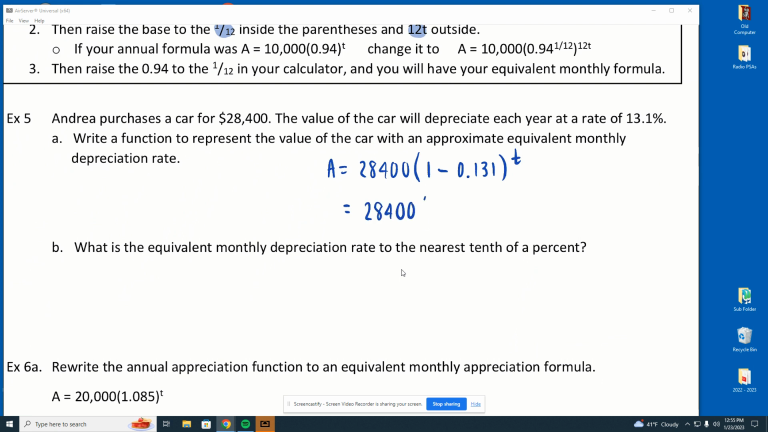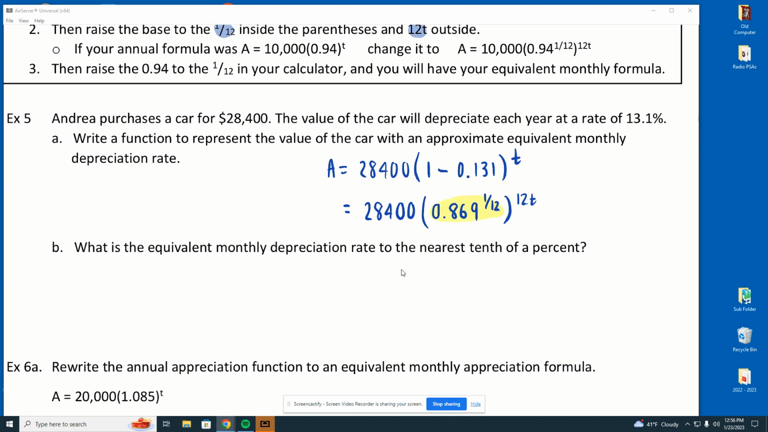Go type in for me 1 minus 0.131 and tell me what it is. 0.869. So here's where we're going to make our change. That's how much it depreciates yearly. We want to know monthly, so we take this value and we raise it to the what? 1/12, and we make up for that by raising the outside to the 12t. Now look at what the next question says. What is that monthly depreciation rate? They're asking about this right here.